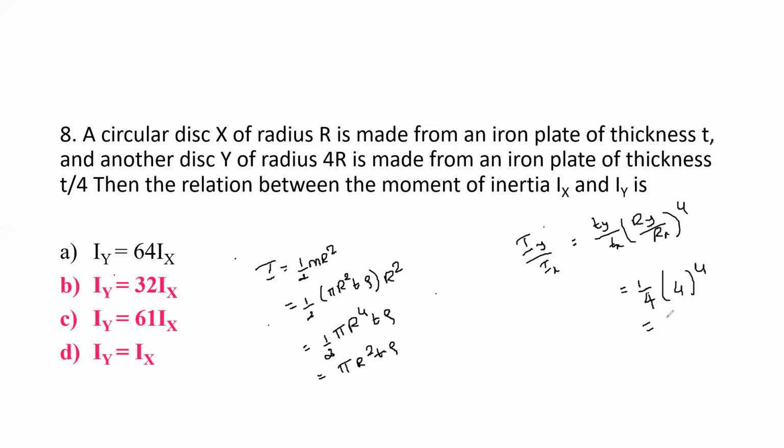So 4 to the power of 4, this becomes 4 cube, that is nothing but 64. Therefore, we can write Iy is equal to 64 into Ix. That is, option A is the right option here. Next question.